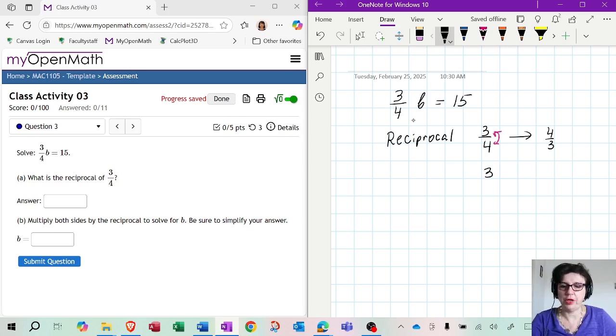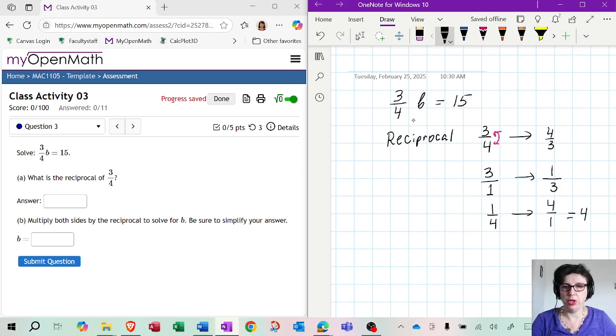Well, 3 is not a fraction, so what do I do? Well, I make it a fraction. So I'm going to divide by 1, because dividing by 1 doesn't change the number. And then it'll be clear that that's just going to be 1 divided by 3. And vice versa, if you have something like 1/4 and you want to find the reciprocal of that, first you switch the numerator and the denominator, and then 4 divided by 1 will just be 4.